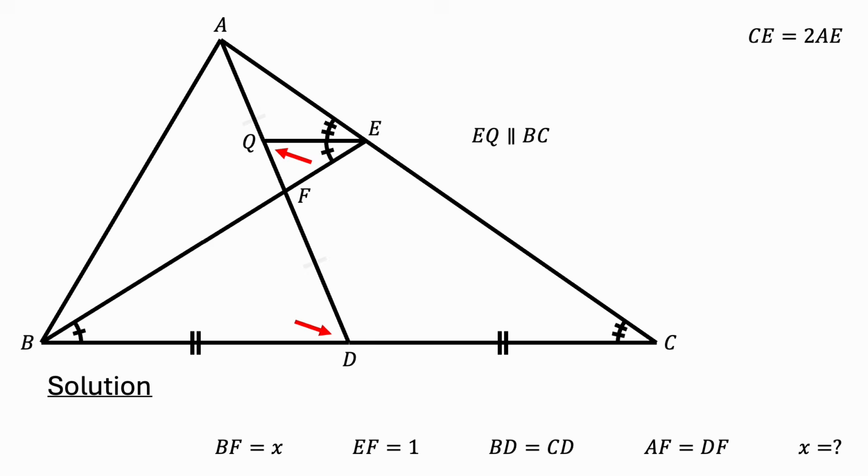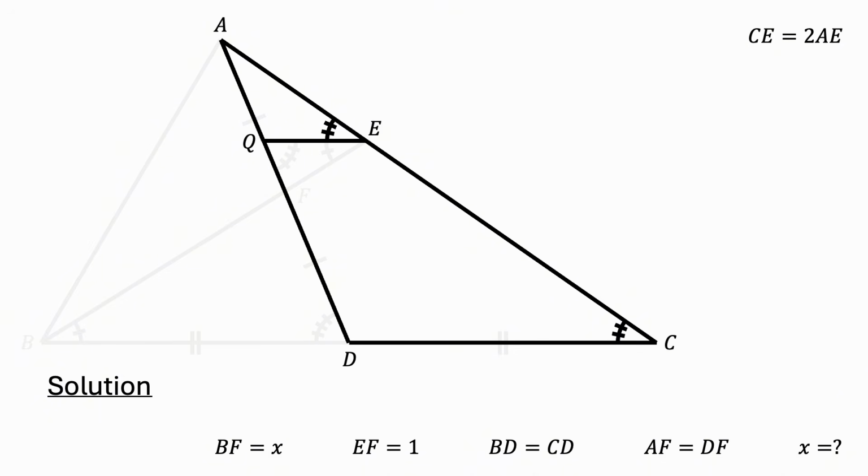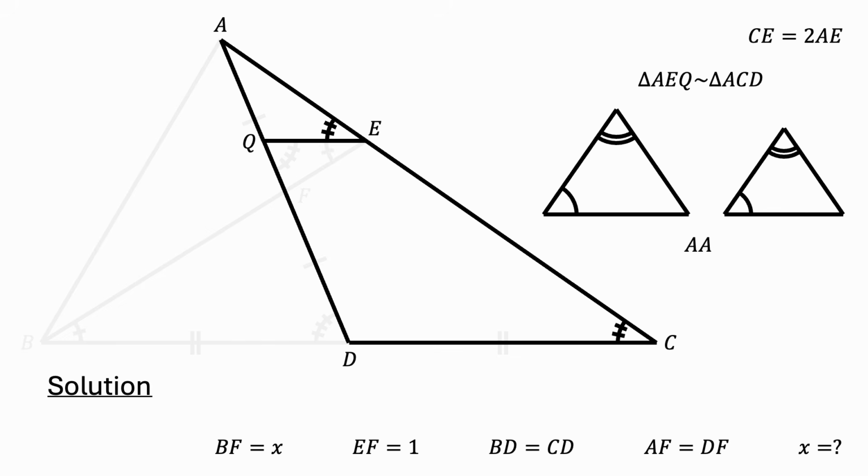Likewise, angles FQE and FDB are alternate interior angles. So, angle FQE equals angle FDB. Next, consider triangle AEQ and triangle ACD. We claim that triangle AEQ is similar to triangle ACD. Since angle AEQ equals angle ACD, and this angle is common to both triangles, the two triangles are similar by AA.